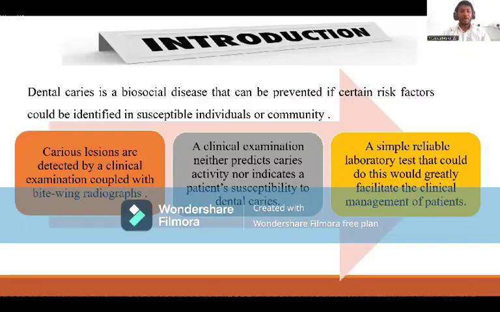So, introduction. What is dental caries? Dental caries is a biosocial disease that can be prevented if certain risk factors could be identified in susceptible individuals or community. Caries lesions are detected by a clinical examination coupled with bitewing radiographs, but a clinical examination neither predicts caries activity nor indicates patient susceptibility to dental caries. So a simple, reliable laboratory test that could do this would greatly facilitate the clinical management of patients.